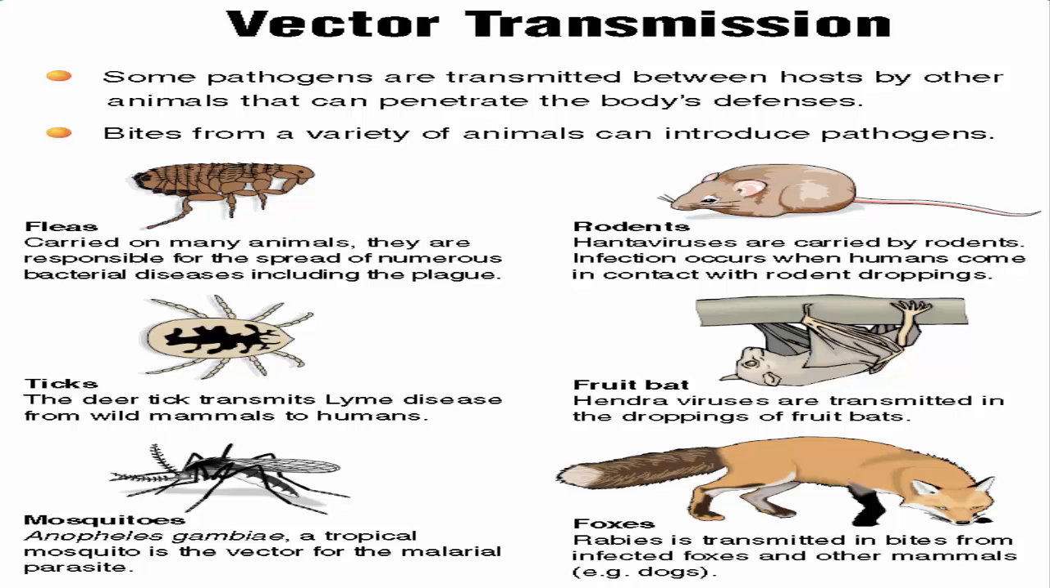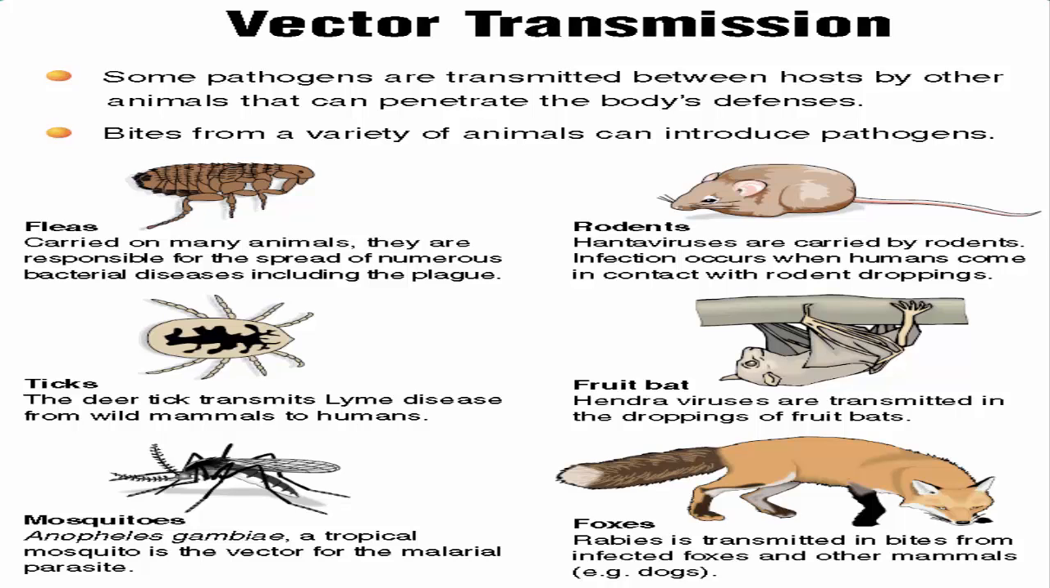Okay, we are now looking at some of these modes of transmission of disease in a little more detail. Vector transmission: some pathogens are transmitted between hosts by other animals that can penetrate the body's defenses. These would include all these lovely critters on this page. Bites from a variety of them can introduce pathogens. Fleas would be typical, carried on many animals. They're responsible for the spread of numerous bacterial diseases, including the plague. Ticks, the deer tick, transmits Lyme disease from wild mammals to humans.